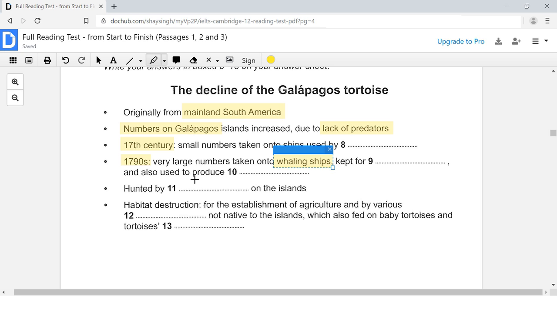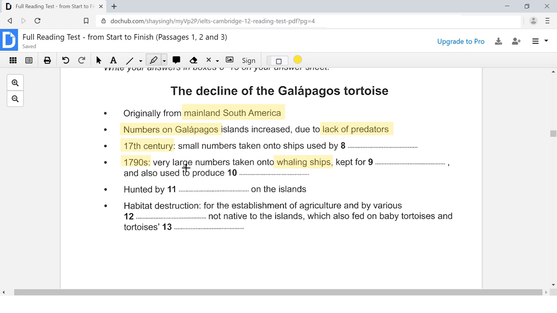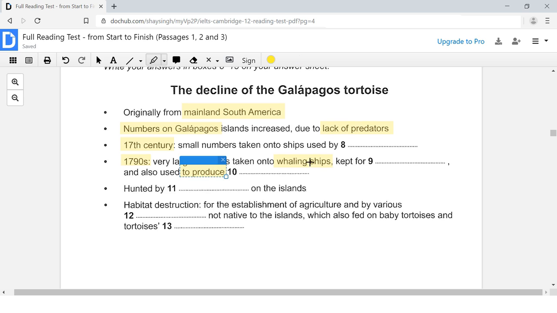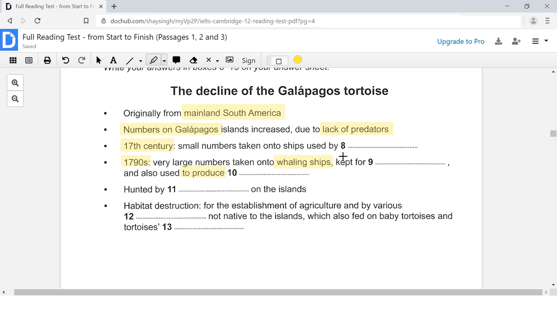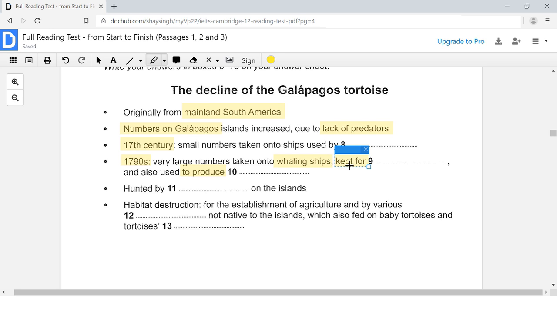Okay, let us move on. Over here is talking about how this was used to produce something, kept for. These are keywords we can pay more attention to later on, okay? But these are not the main keywords that I'm looking for. The main keywords that I'm going to be looking for are going to be 1790s, or in this case, 17th century, okay? I'm looking for the main keywords first, and then I'm looking for the other keywords.